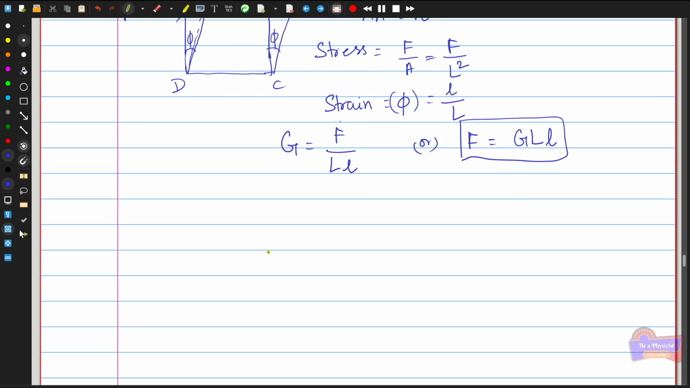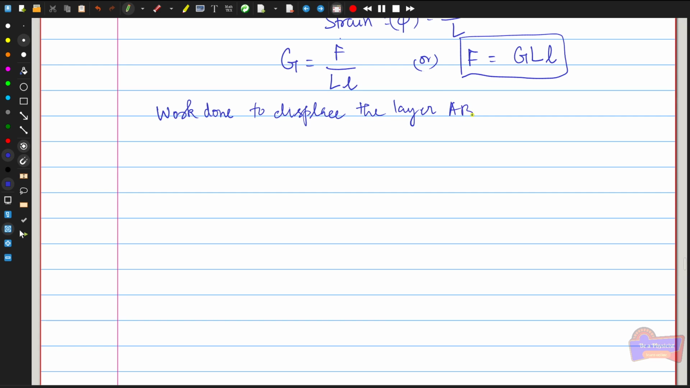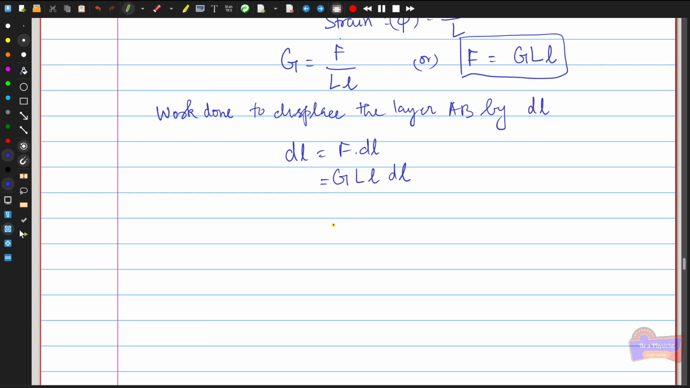So from this I can easily calculate the work done. So work done to displace the layer AB by a small length dl is equal to F times dl. Again, I know the F value here, so G L into l dl. So that is my dW value.